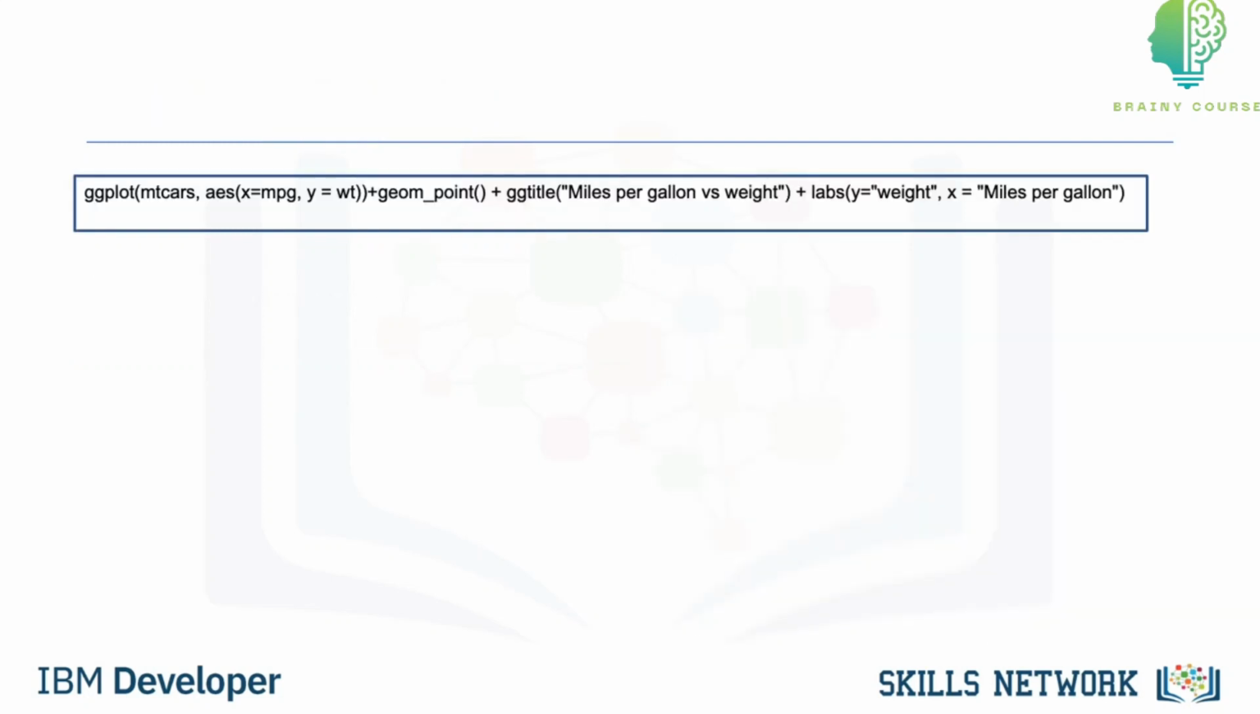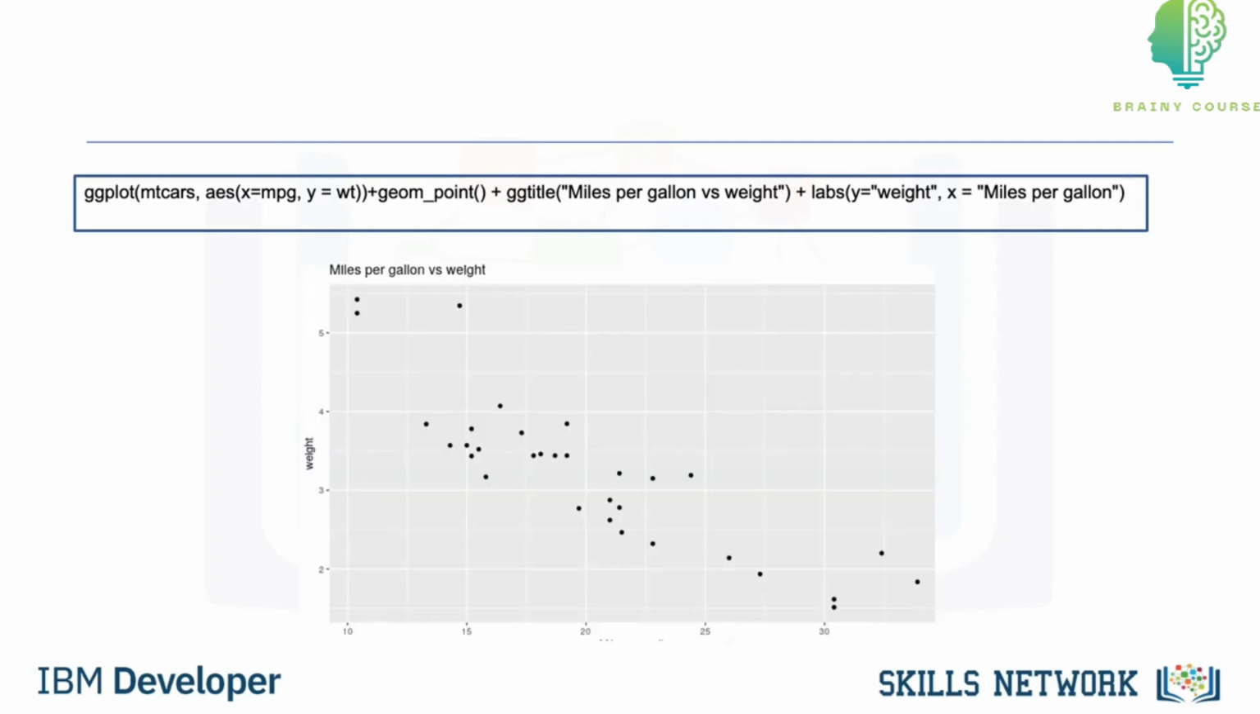You can also add titles and tweak the axis names by using the ggtitle argument to add a title. Add the labs argument to change the names of the axes by specifying the new names we want to see. We will see an easier to read and understand graph.